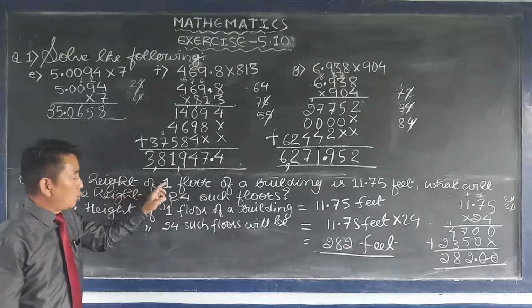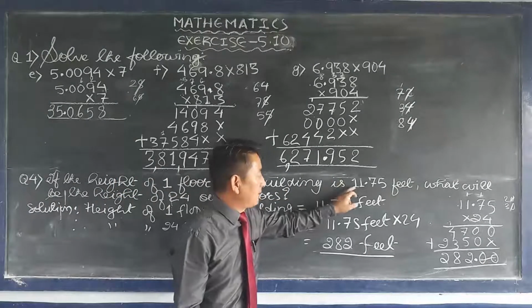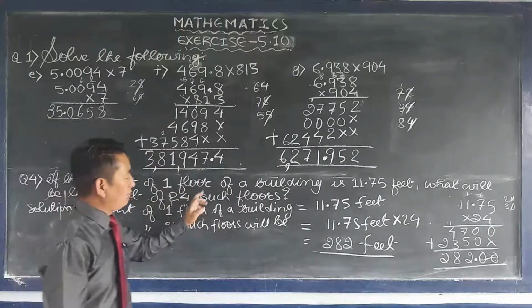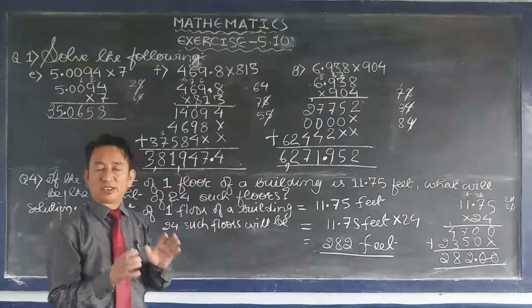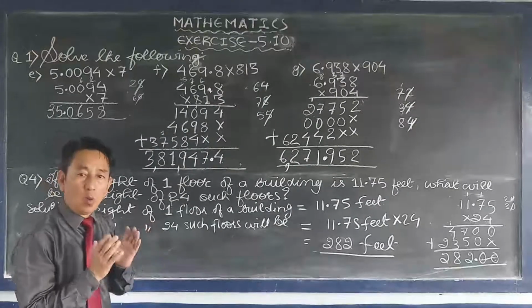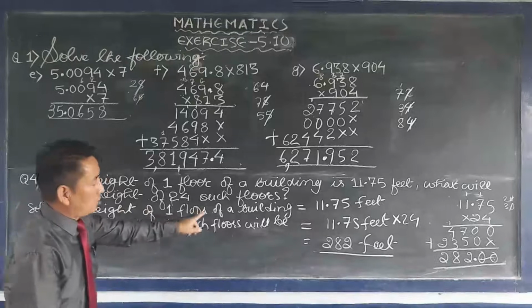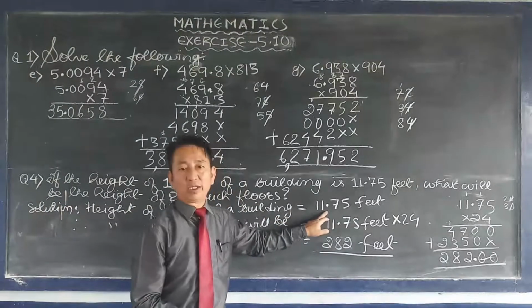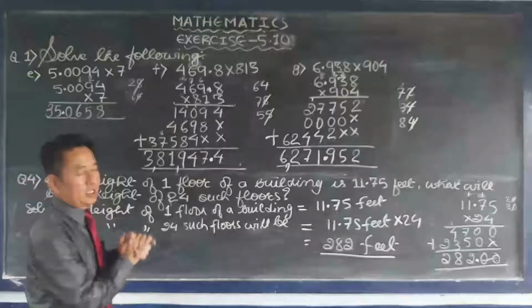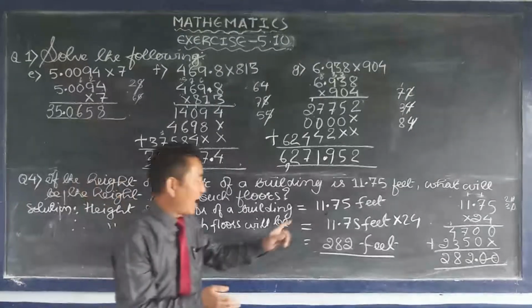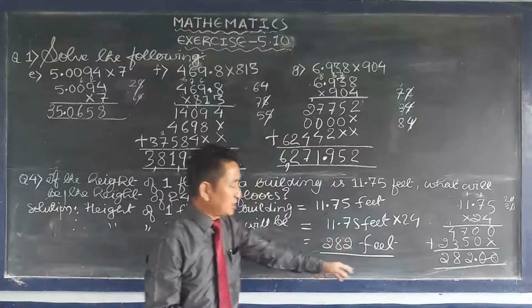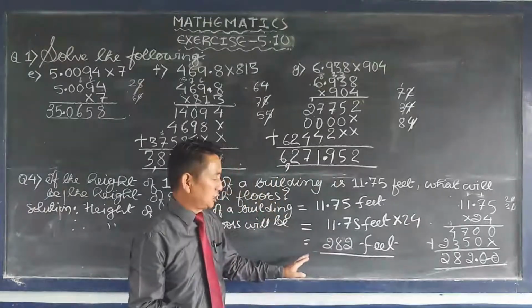Your question number 4. If the height of one floor of a building is 11.75 feet, what will be the height of 24 such floors? In this case, you have to multiply because we are finding more than 1. Here, the height of one floor of a building is 11.75 feet. So when we are finding the height of 24 floors, we have to multiply 11.75 by 24. As you can see here, we got the answer 282 feet.